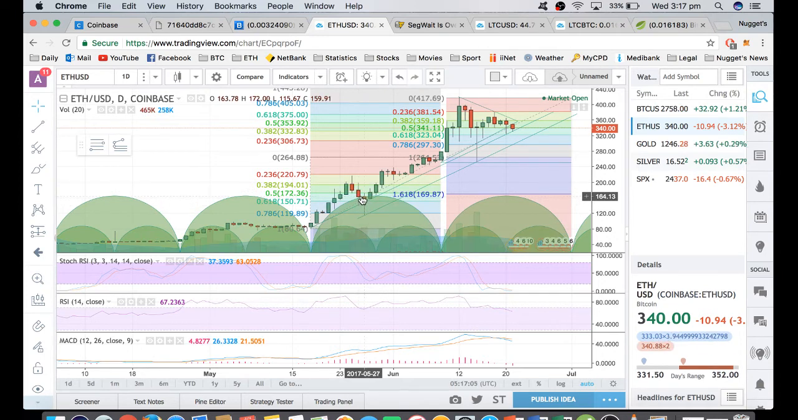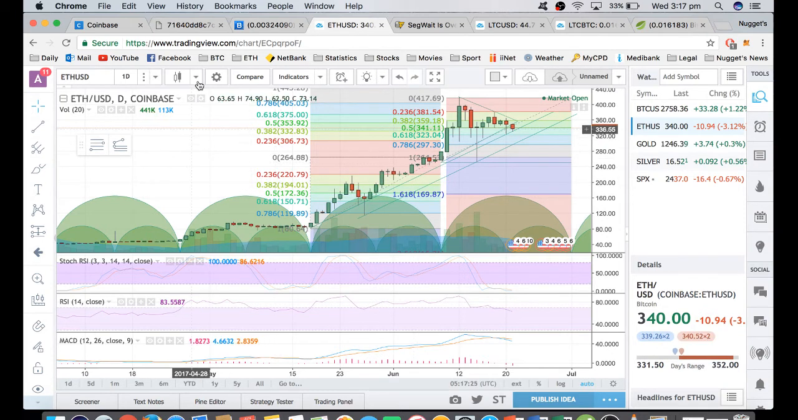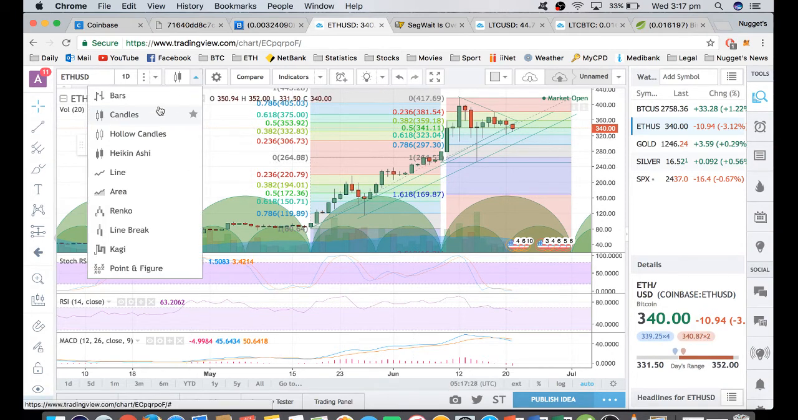The body of the candle represents where it opens and where it closes on a given day, and the wick represents where it traded in that day before closing or opening. So again, if we close at a lower price than where we opened, the candle will be red, and if we close at a higher price than where we opened, the candle will be green. I've just got this set on normal candles at the moment.